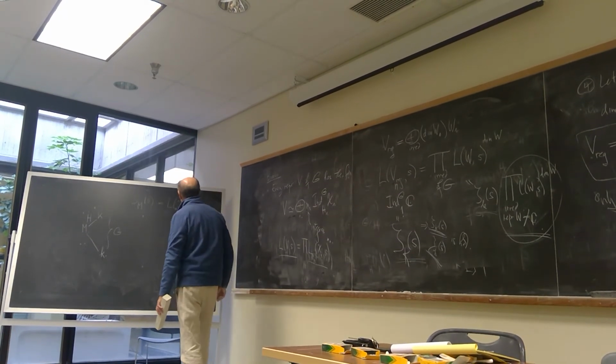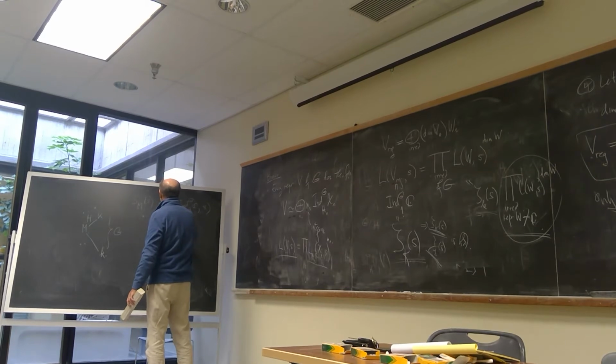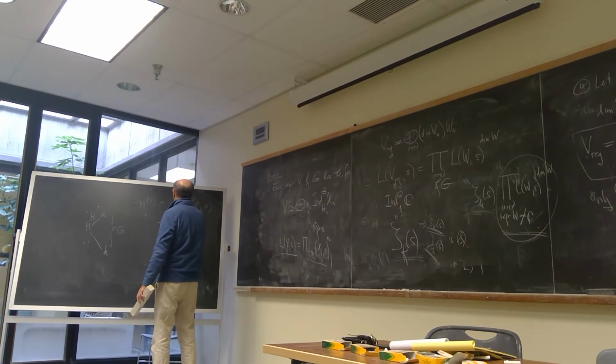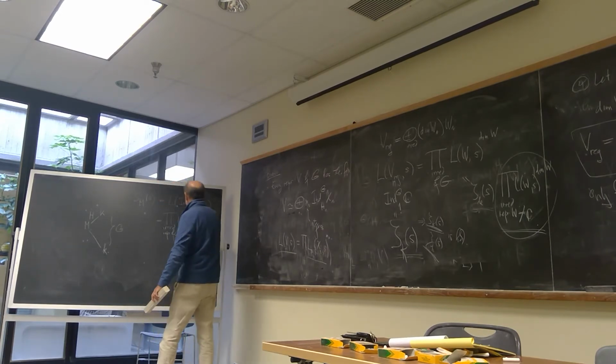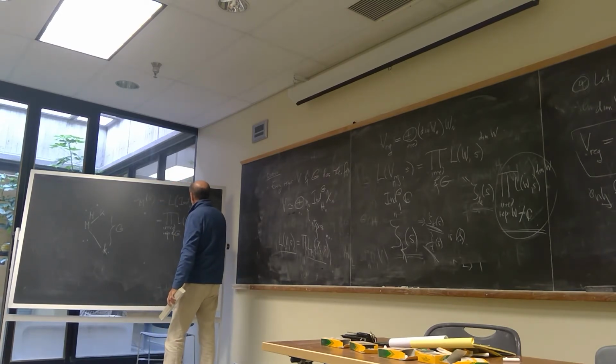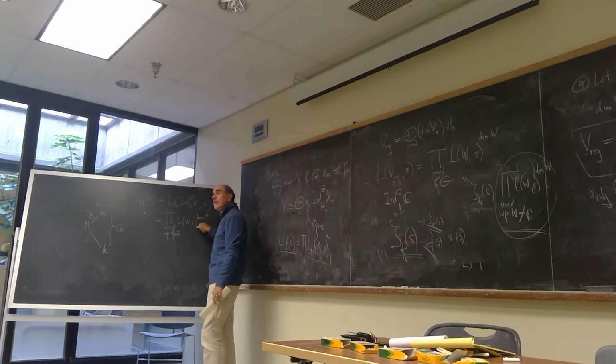And we saw what that is. That's the product over the irreducible representations of G, of the L function over this little field k, of L(W, s) to the dimension of W fixed by H, because that's what this representation decomposes as.